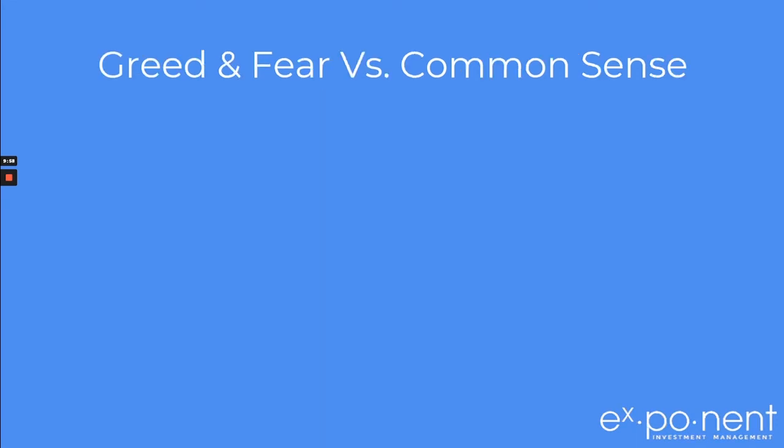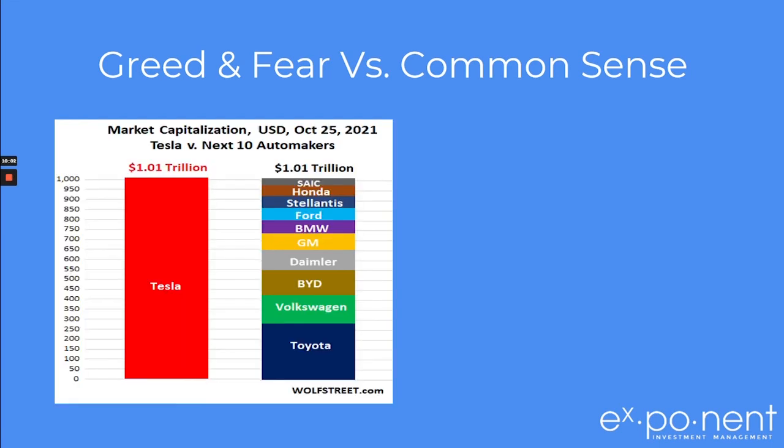Let's talk about the final one, then let's have some fun with it. Greed and fear versus common sense. So what we've got here is the market capitalization, the value that investors are putting on Tesla as of October 25th, 2021. And it was slightly over $1 trillion.